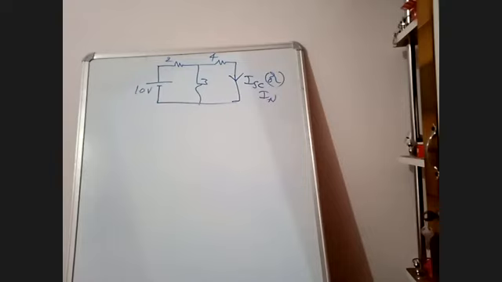Where they are asking to determine the current. In the problem, they asked us to determine the current in the 7 ohms. So we have shorted the 7 ohms and we are determining the current in that 7 ohms.